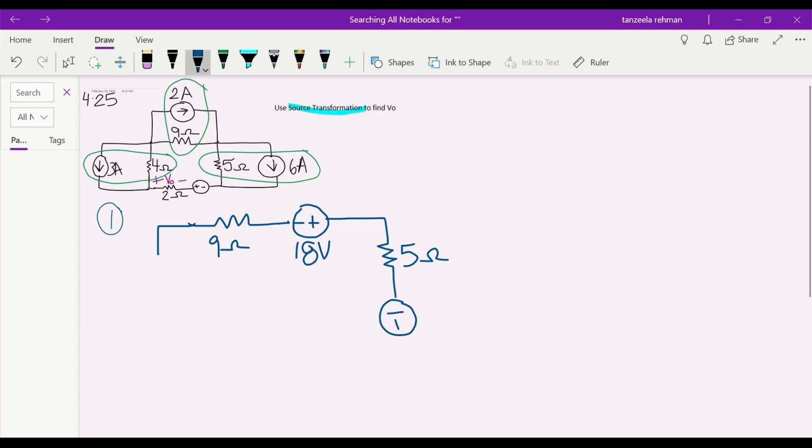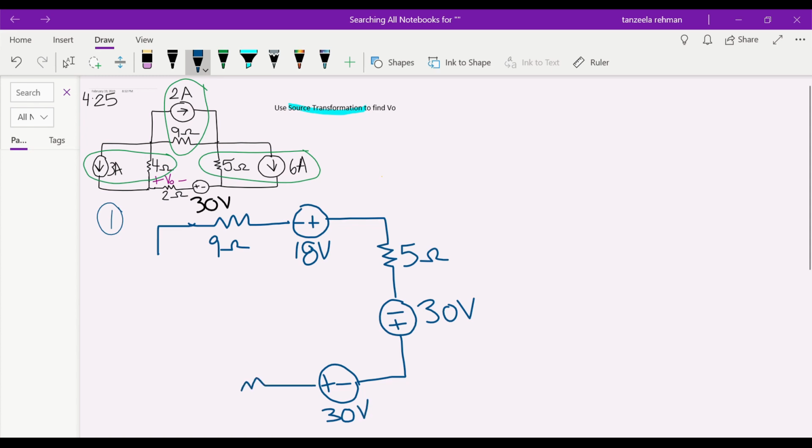Here we see we have a 5 ohm resistance, and now it's in series with a 30-volt voltage source by the same principle because we're doing V equals IR. And just before I forget to mention, that voltage source in series with the 2 ohm resistance is 30 volts in value. So that will remain unchanged.